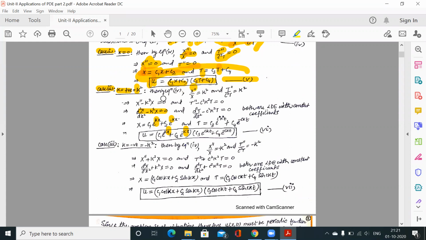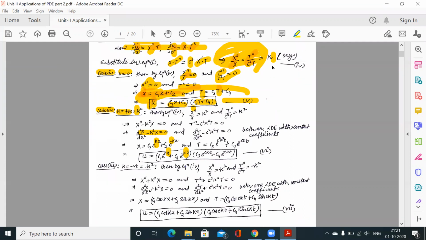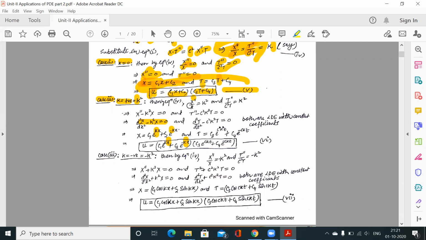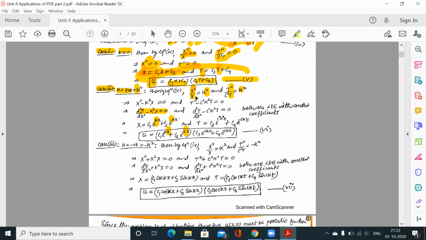So now if this is k square, from here left hand side is equal to k square, right hand side is equal to k square. So x double dash over x is equal to k square. Similarly, t double dash over c square t is equal to k square. Now this equation is x double dash minus k square x is equal to 0, and what is x double dash? d2x over dx square. So this is a linear differential equation with constant coefficients. So we know how to solve this. We have to get the CF only because the right hand part is 0.